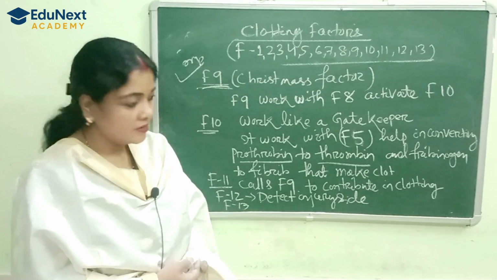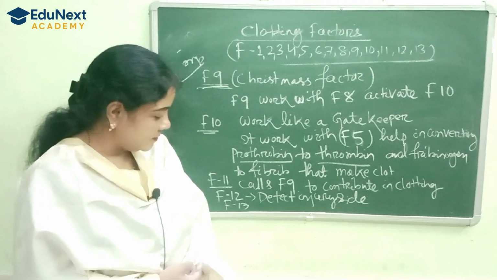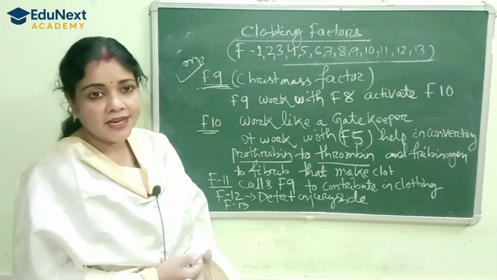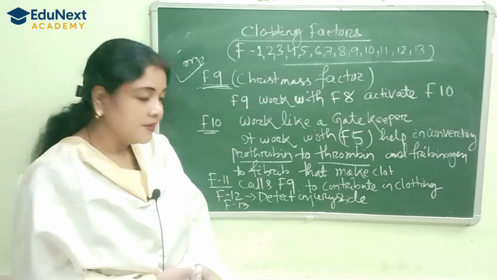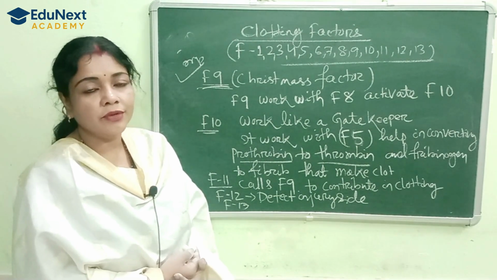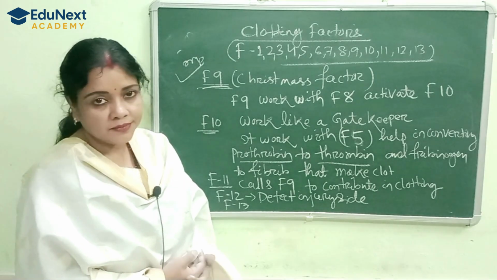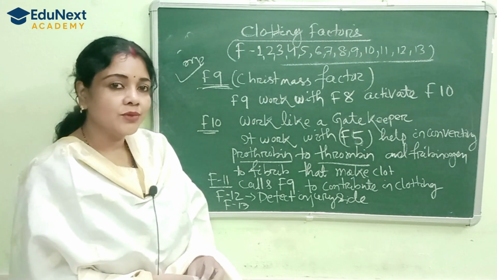So next is F11. It calls others to contribute during the clotting. F12 detects where the injury actually happens. And F13, factor 13, is very important. It strengthens the clot so that the clot will be permanent and the blood flow stops permanently.